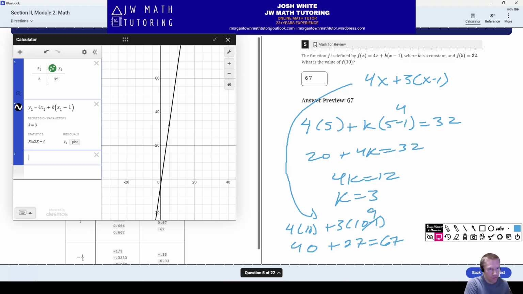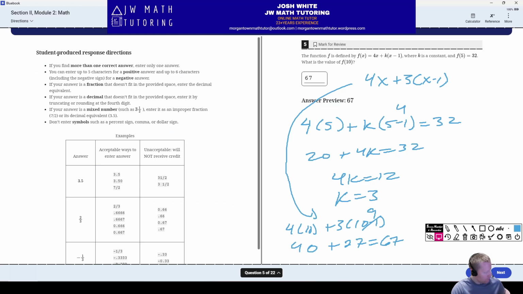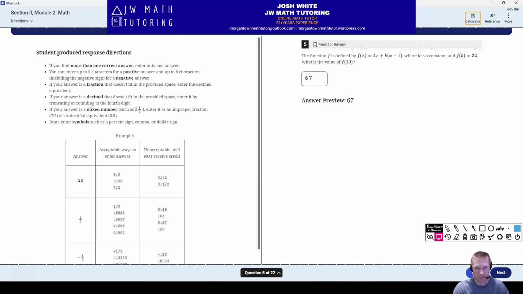Or you could now retype the function. You could do f of x equals 4x plus 3. You could actually just type k. You don't even need to type 3 because 3 is stored into k. And then you could just do f of 10 and right there get 67. So either way, that's how you could do this entire problem in Desmos.